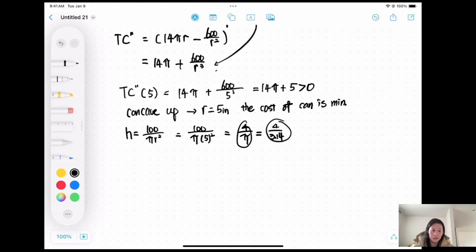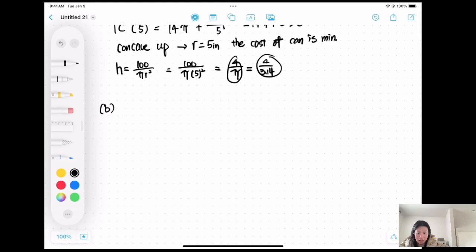Okay, so B is similar. You will use the same way to do it. It's just the setup is different because they say if the bottom material costs more than 5 cents per square inch, in that case you can assume something like 6 cents or 7 cents. So just check this out by yourself. Now let's go over the next one.